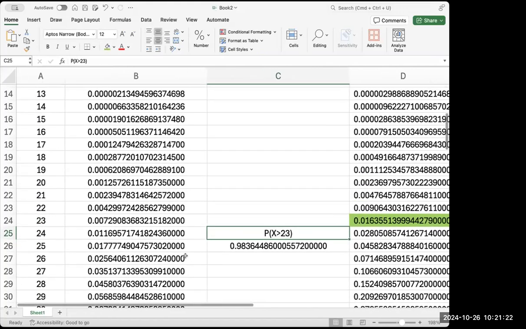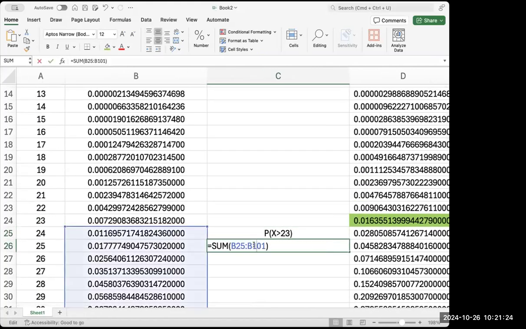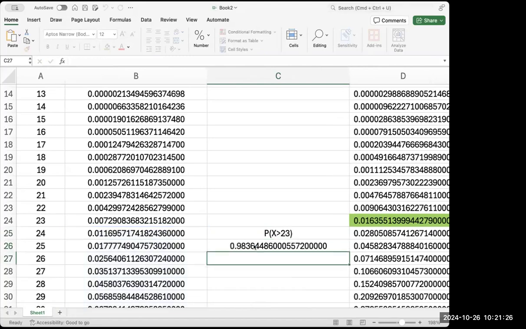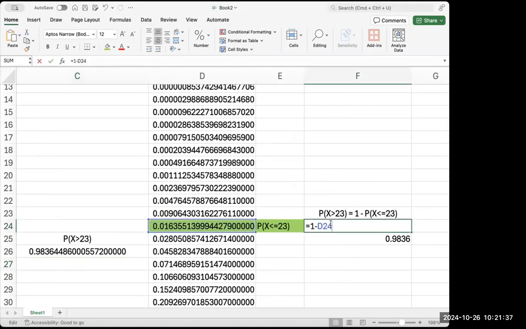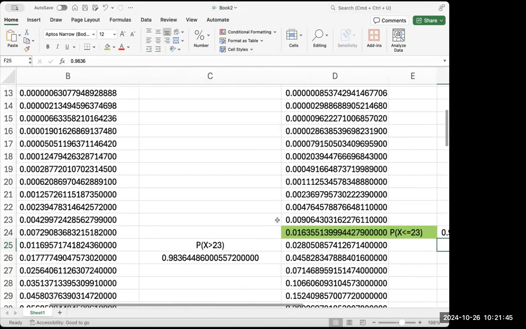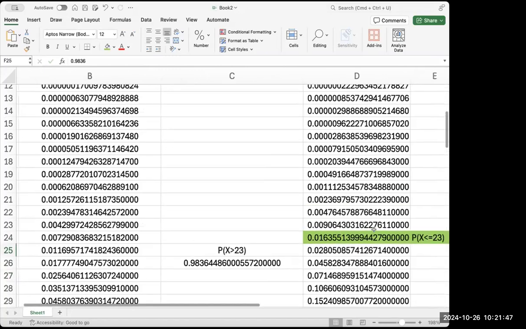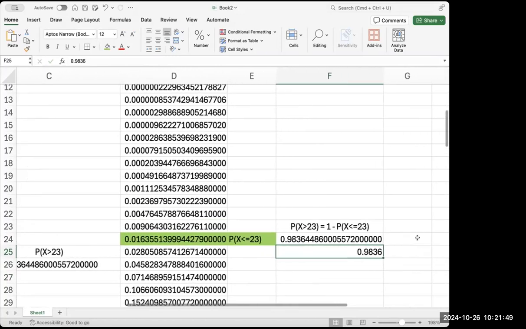So, this does not include 23. And then over here, I used x less than or equal to 23, because this is cumulative. This is up to 23, including 23.